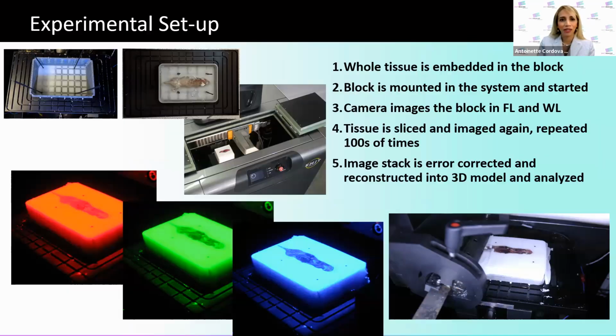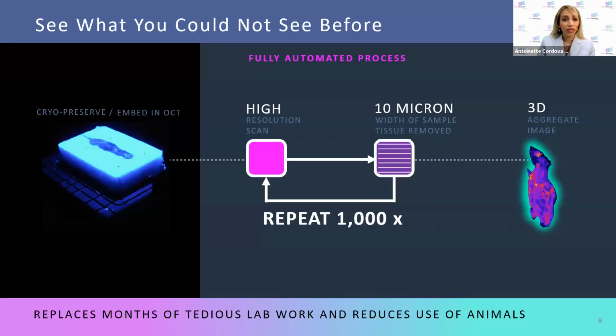So basically, from beginning to end, you will be able to see what you could not see before. You go from here, the left-hand side, your animal model embedded in OCT, to a high resolution scan, where you can interrogate up to 10 microns of tissue removed per slice. You repeat this process 100 to 1,000 times, depending on the size of your animal model, and you will obtain a 3D aggregate in addition to 2D white light and fluorescent images.